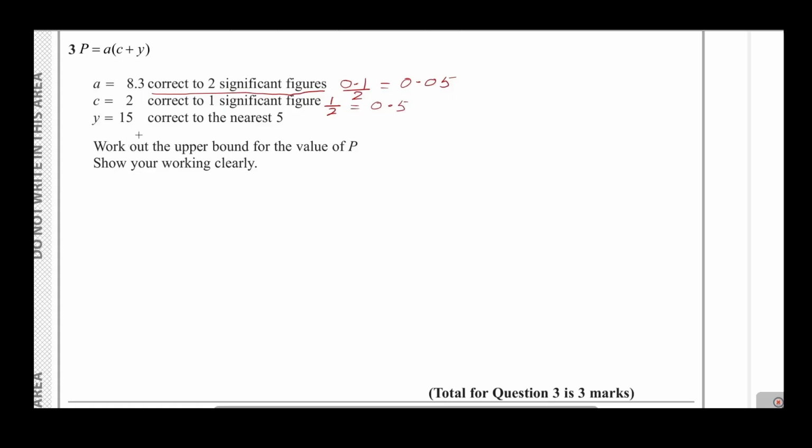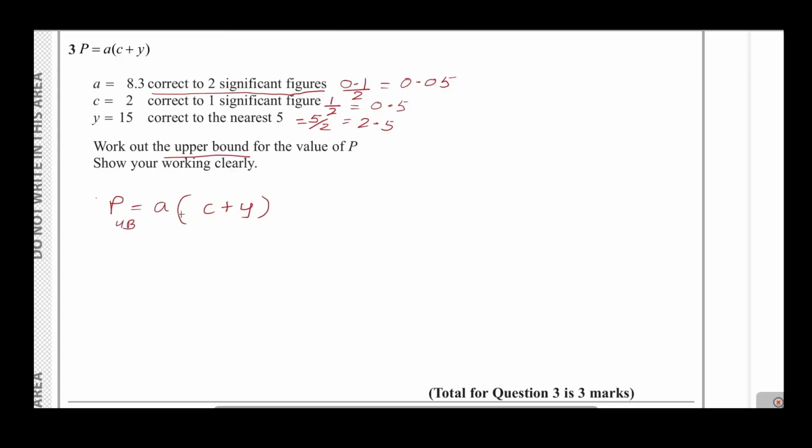Third one, y equals 15, correct to the nearest 5. Can you remember this is the fourth special case? Consider 5 and straight away divide it by 2, which becomes 2.5. Now we need to get the upper bound. So let's write the equation as it is. P equals a times bracket c plus y. We have to get the upper bound.